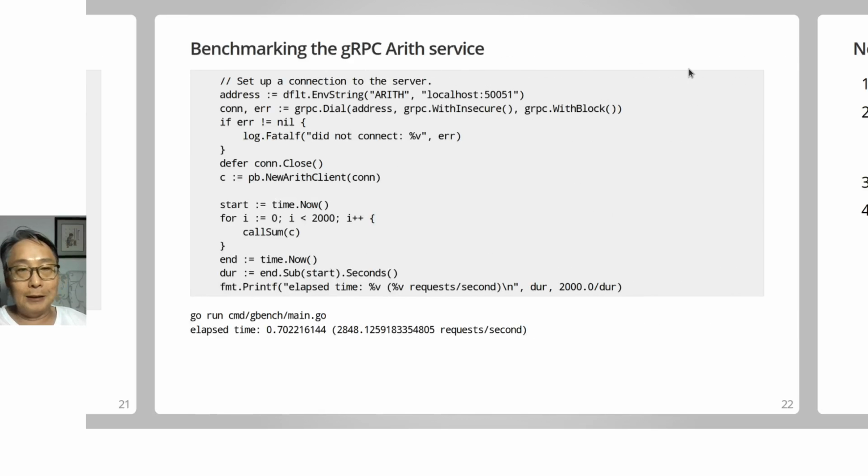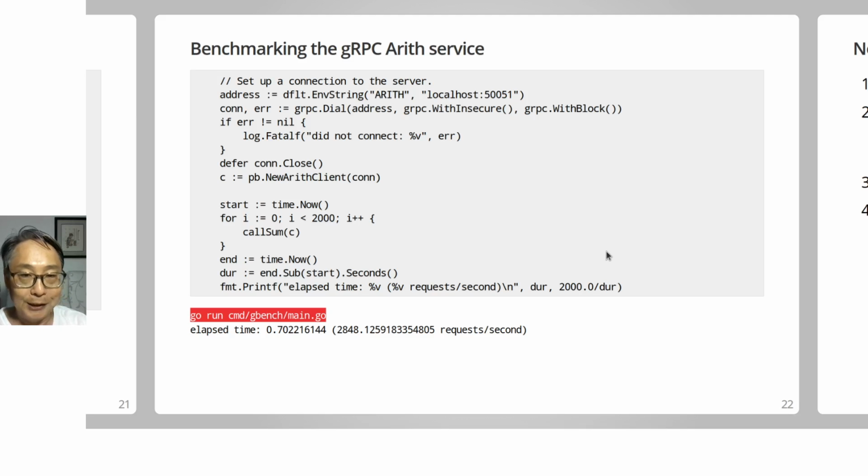We can't benchmark the gRPC arithmetic service with Apache Bench or any curl or Postman-like tools, so I had to write a small benchmarking program. The benchmarking program is essentially the client itself, but here I call the sum service 2000 times and record how long it took to determine the requests per second. If I run the benchmark, when I last ran it, it was about 3000 requests per second. It took about 0.7 seconds.